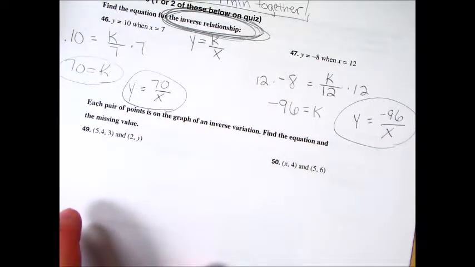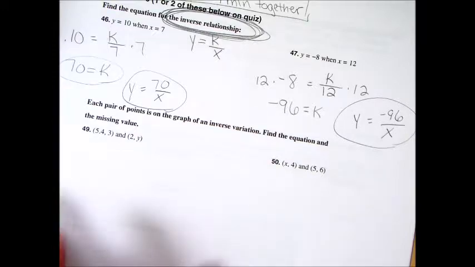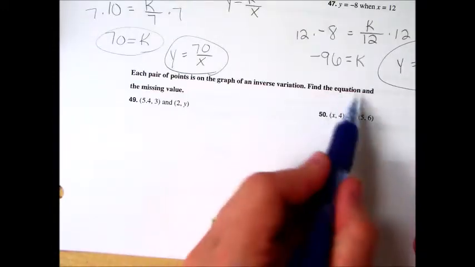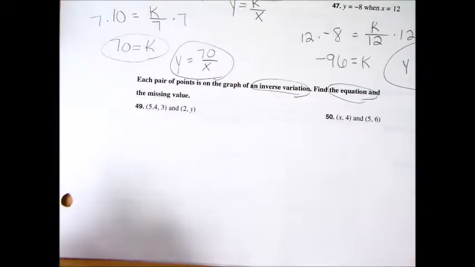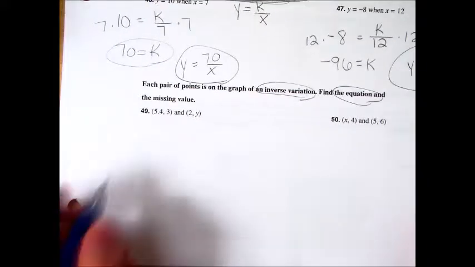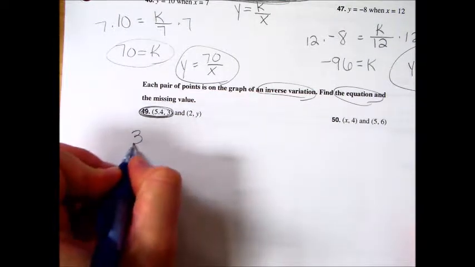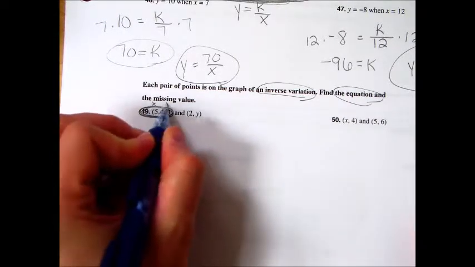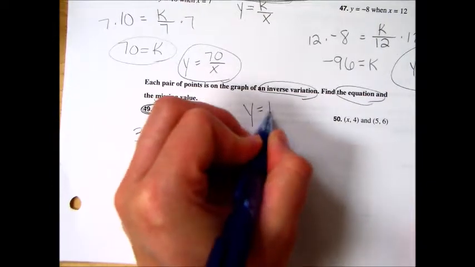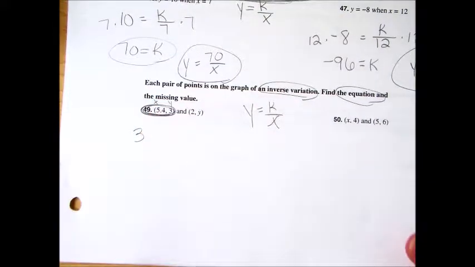Number 49. Okay, we're going to find the equation, and it is inverse again. And the missing value. Holy cow, we got a lot of stuff to do. So we're going to use this point to start with, okay? Y, because it's x, y. And remember, we're doing y equals k over x. Maybe I should make sure you understand that. That's inverse.